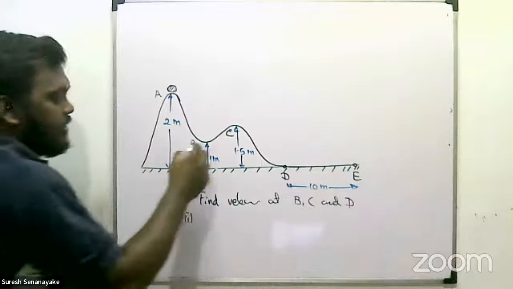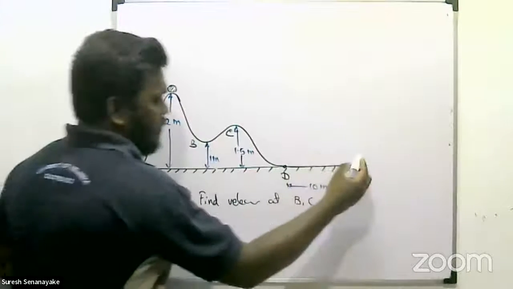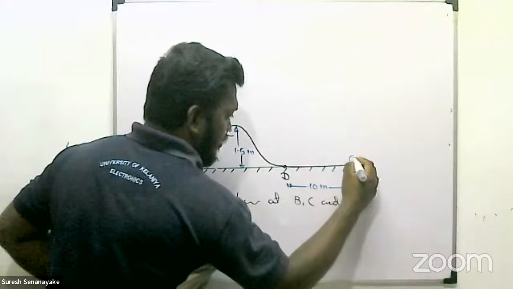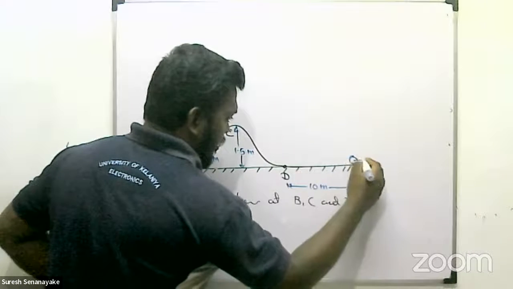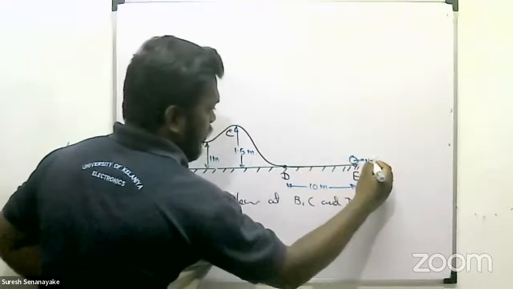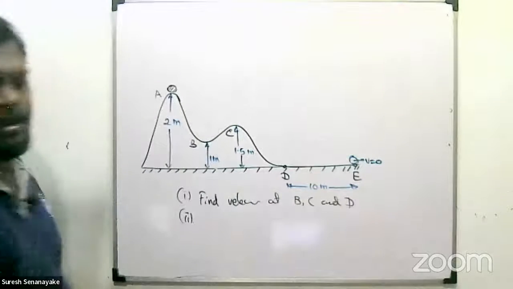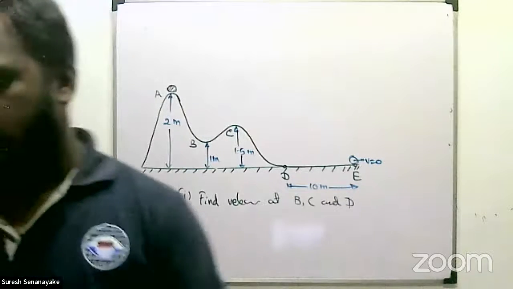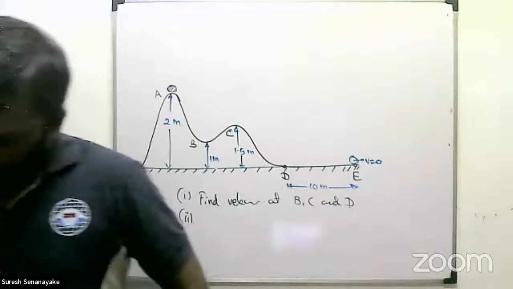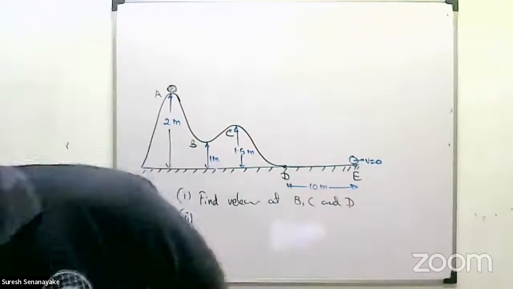Asking velocities at these points, and when it stopped there, as given in the question, if the object comes to E, it will stop. Draw it and then go carefully: the coefficient of friction and the velocities at these other points.